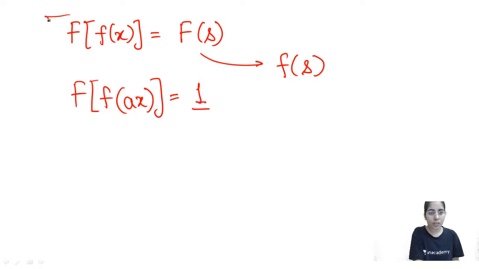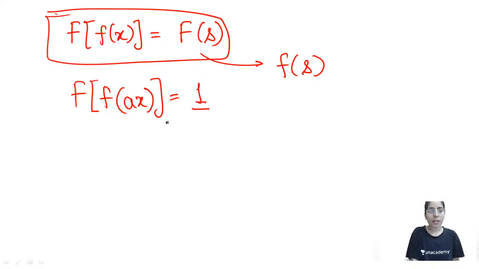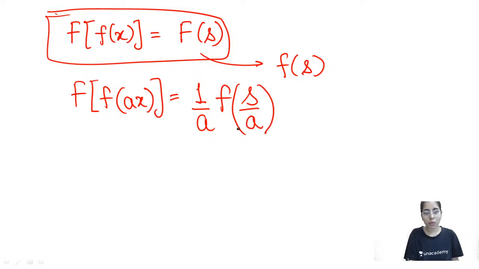If you know this, then you can directly write the Fourier transform of the function f(ax), which will be equal to 1 upon a times F(s upon a). You will not have to solve it again and again. Even if it is given to you, you can directly solve it and you can get the answer.